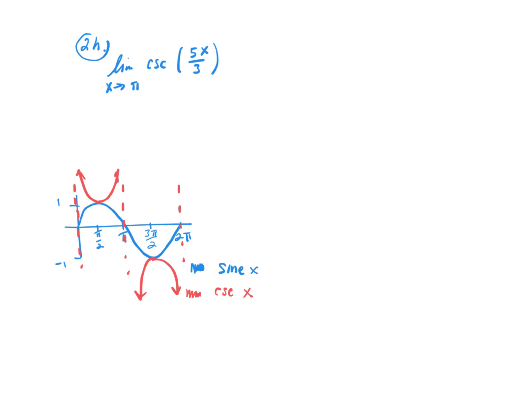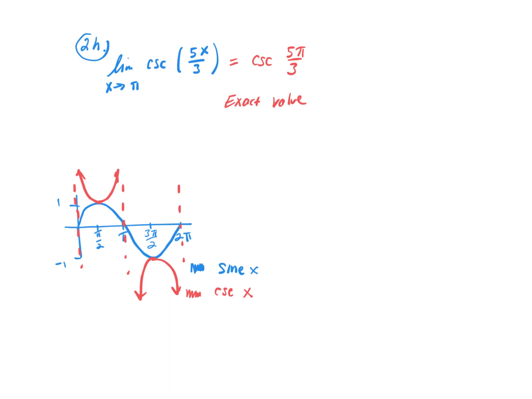All right, you guys, so I did a quick sketch for this one. We're finding the limit as x is approaching pi of the cosecant of 5x over 3. And when I plug in pi, it'll be the cosecant of 5 pi over 3. And I think we just need to do trig exact value. And I'll explain why really quick.